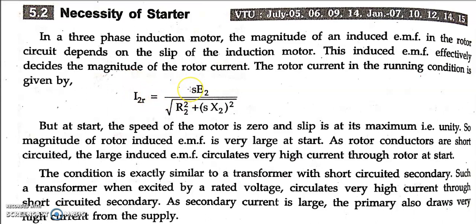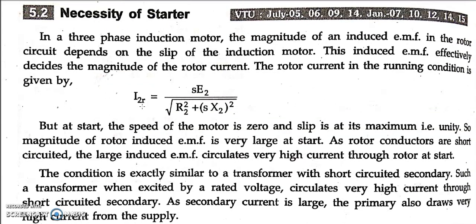So the rotor gets induced EMF in very large quantity. Due to the induced EMF in the rotor, that is E2, it makes current I2R flow with a larger value. So a large short circuit current starts to flow in the rotor path.